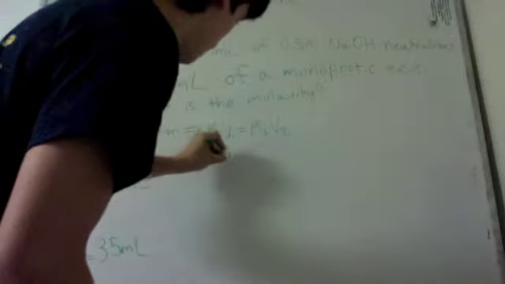As we read the problem, we are given certain data values. So M1 equals 0.5 M, V1, the volume, equals 25 milliliters. We have to find the second molarity, and we're given the second volume, which is 35 milliliters. So we go ahead and plug in the values.